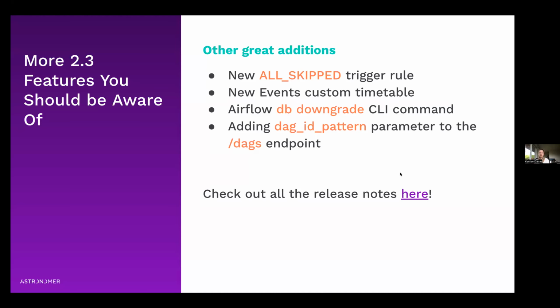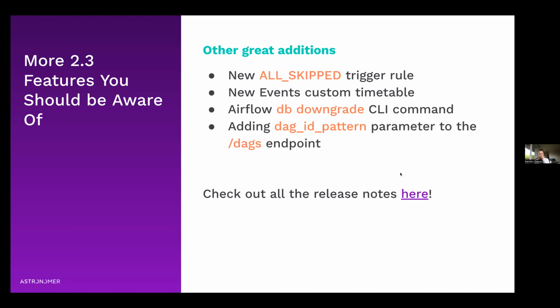And then there's a new DB downgrade CLI command, which I think is super exciting. Prior to this, you didn't really have a way of downgrading your DB. Most Airflow upgrades require schema changes to the Airflow metadata database. So if you were to upgrade, then you couldn't go back. The DB downgrade CLI command allows you to roll back that update and go back to the old schema version. So that can be super useful for testing new versions and things like that.